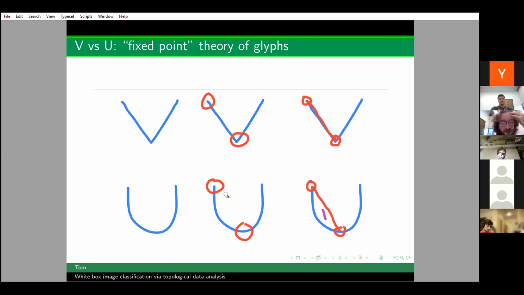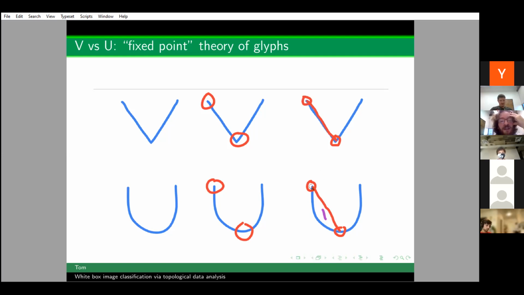Anyways, you can focus on these 2 points. And then the idea is that a V is simply a straight line segment between those 2 points, whereas a U is a curved line segment between those 2 points. And moreover, once you have this image in your computer, you can also interpolate between 2 points.